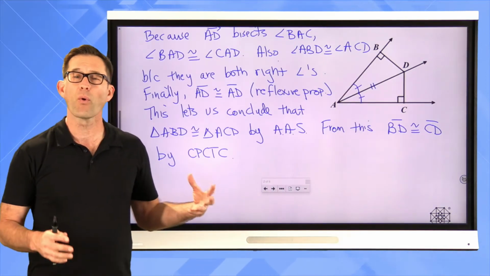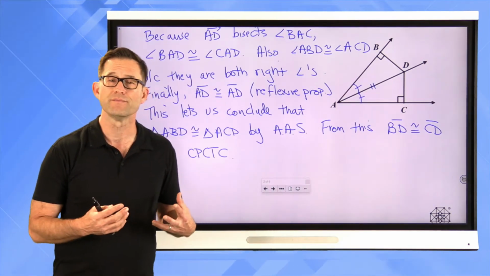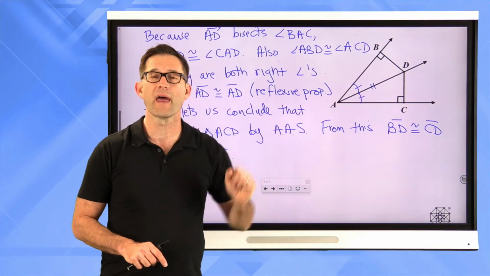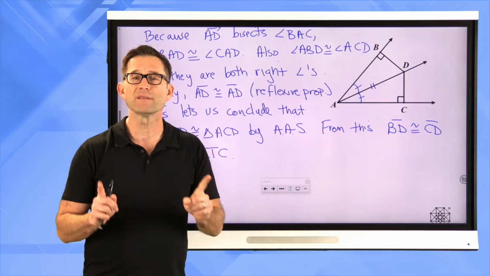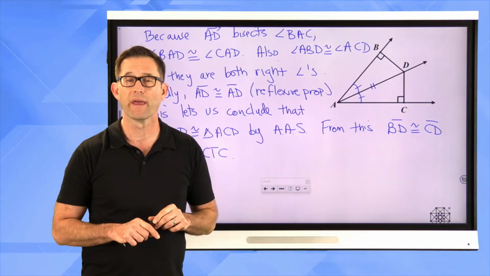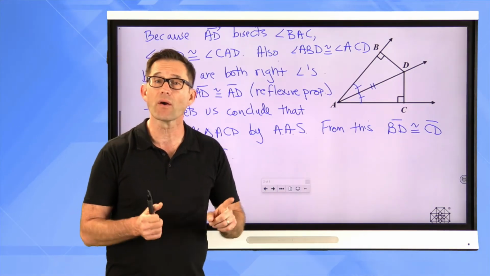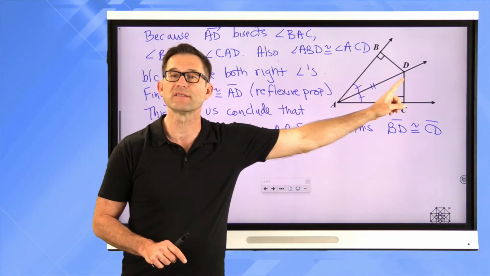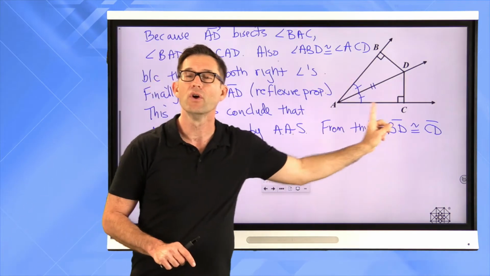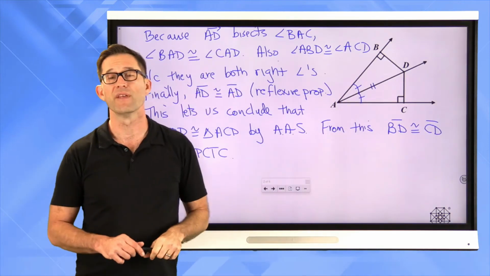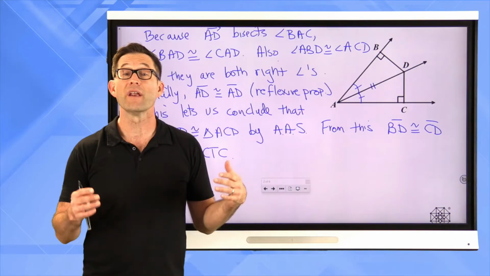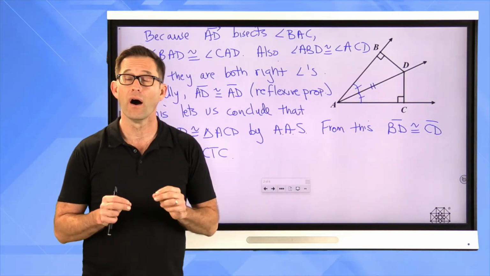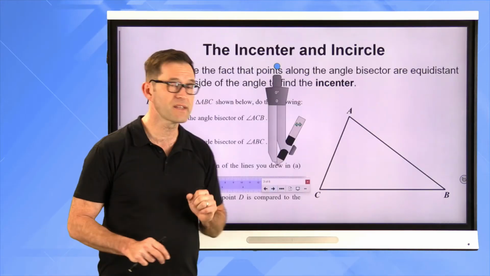But importantly, the takeaway from this is that if a point lies on an angle bisector, then it must lie equidistant from the two sides of the angle, keeping in mind that the distance is defined as the length of the segment that is perpendicular to the particular sides of the angle. We're now going to use this fact to help us find what is known as the incenter of a triangle. So let's get into that.